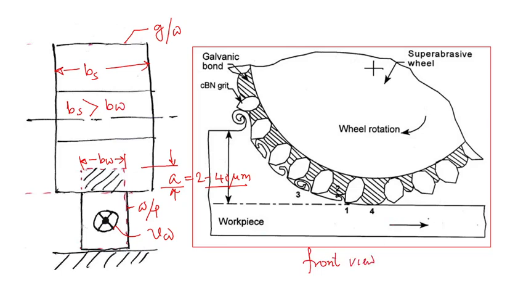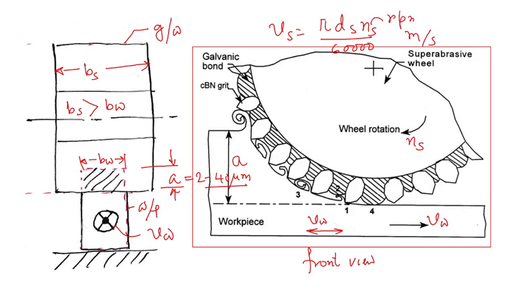So this is the workpiece. Currently it is moving in this direction, but the workpiece typically reciprocates with a velocity of VW. This is your A, that is the down feed. This is the wheel rotation NS, and VS is pi into DS into NS by 60,000 in appropriate units. It will give it in meter per second. This would be in RPM and this one would be in millimeter. So that is the strategy of calculating. VS is equivalent to VC in machining. So these are the parameters that are associated in grinding.